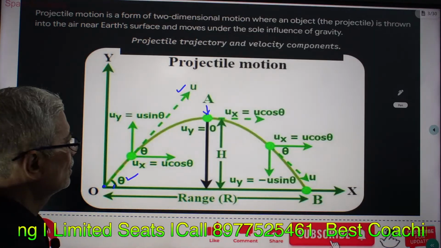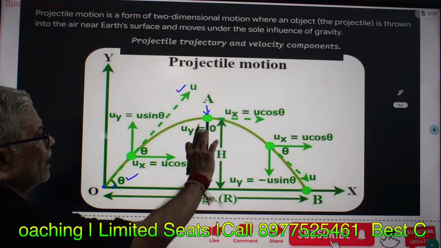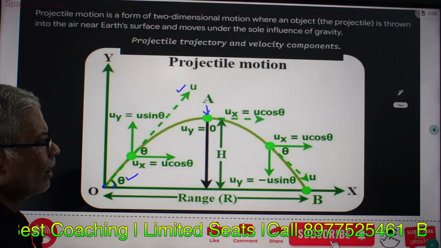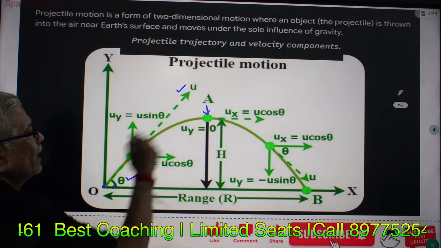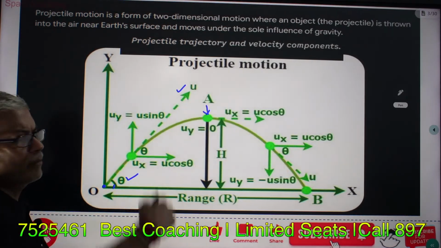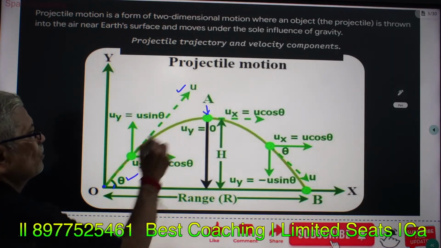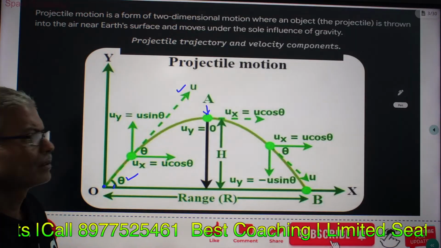Are you following? So now we have to find out the maximum height, the horizontal range, and the total time of flight, because O to A is the time to maximum height. You know, time of ascent is equal to time of descent. So whatever time it takes from O to A, you just multiply by 2. That's it.